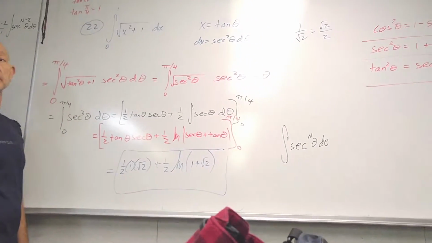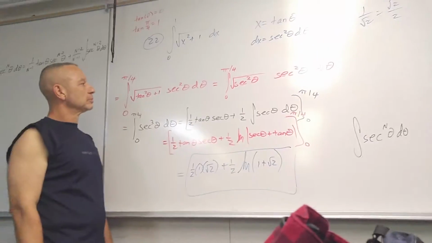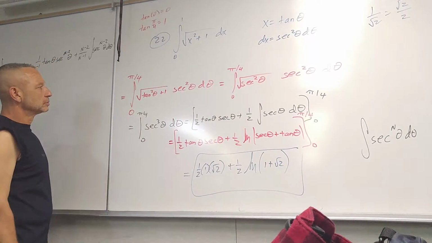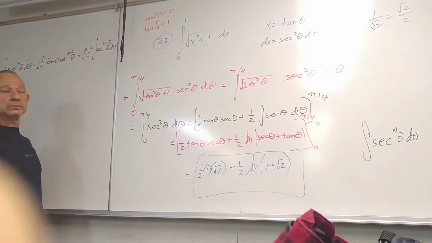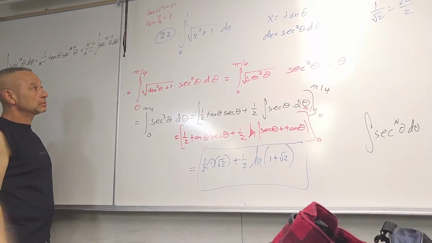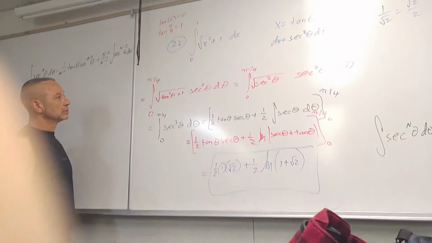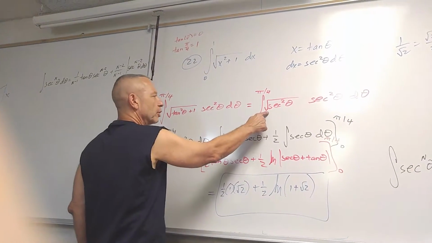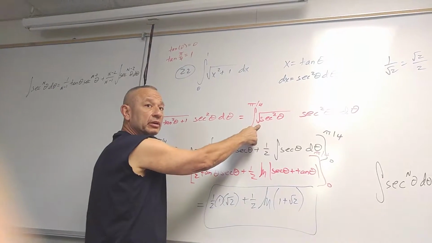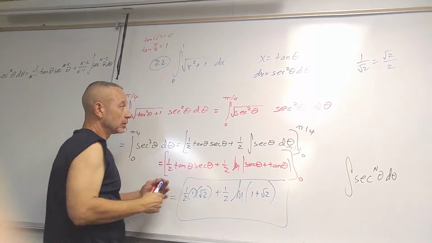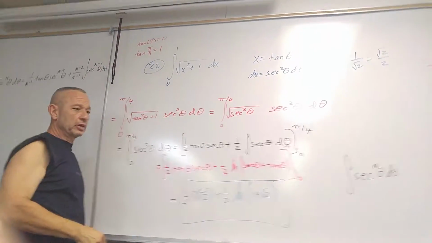I have one question regarding 22. Sure. You got secant to the power of 3 theta. How did you do that? Well, the square root of secant squared is secant. Oh, okay, got it. So secant to the 1 times secant squared. Thank you. Sure.